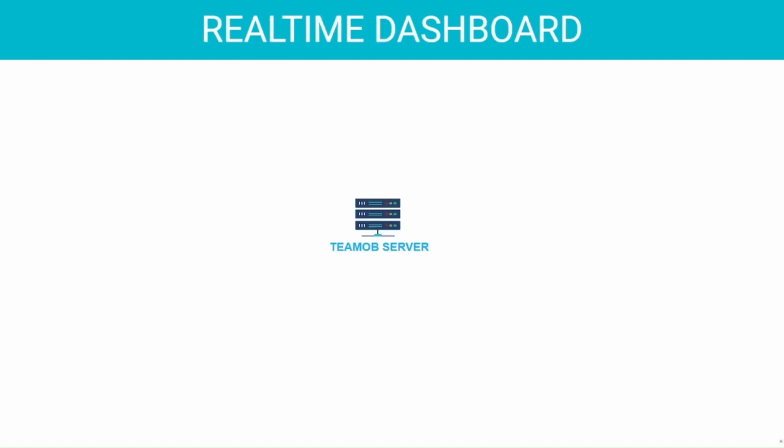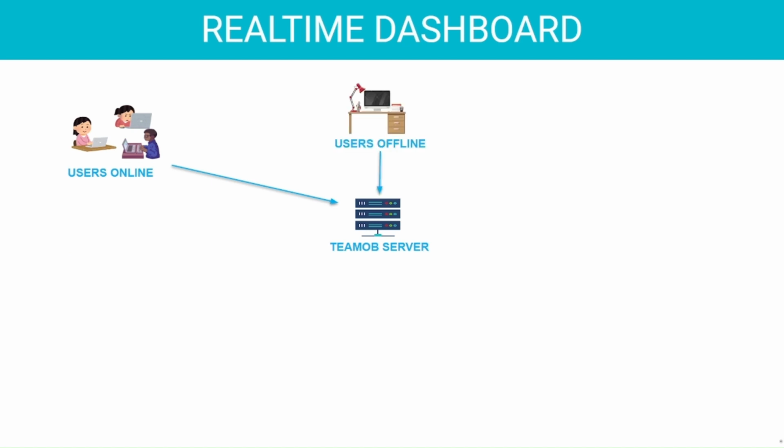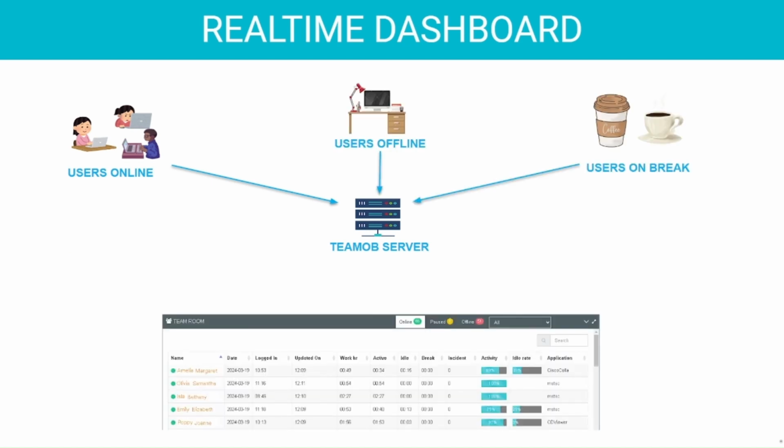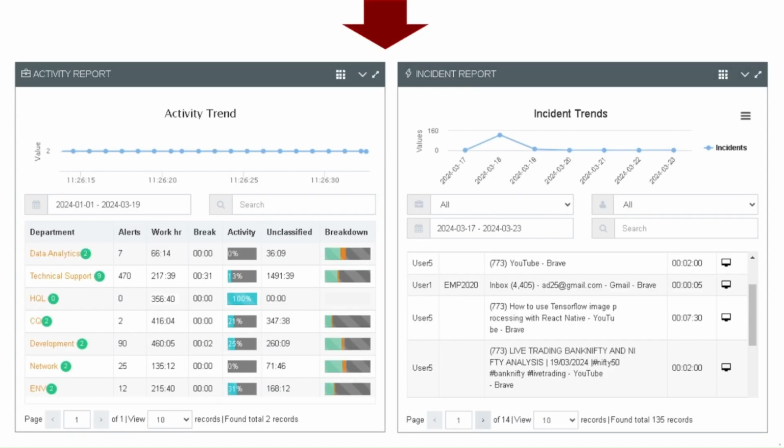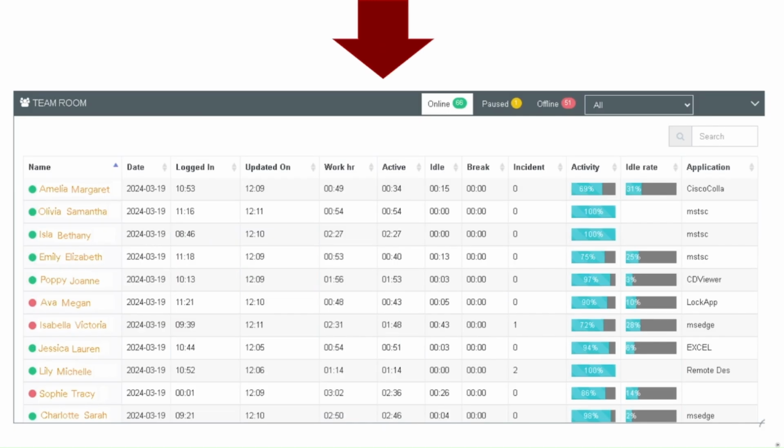The TeamOB tool installed on users' PCs synchronizes data with the server every 1 to 3 minutes. The real-time dashboard displays current active users, department-wise statistics of work hours, activity, and incidents if the module is enabled. At the bottom of the dashboard, there is a section called Team Room, which lists all online users, users on break, and users who have not yet logged in.